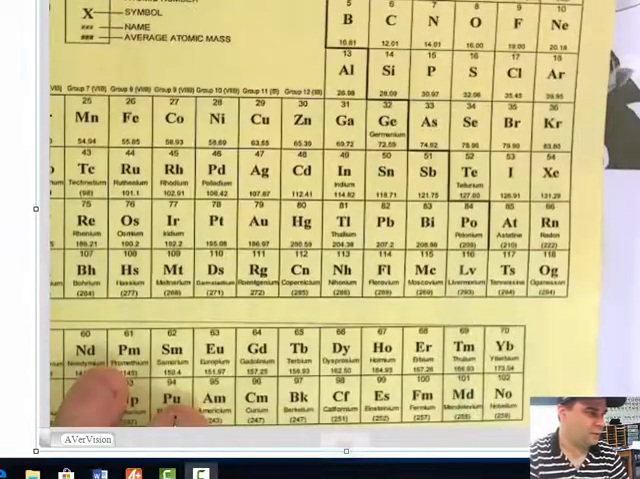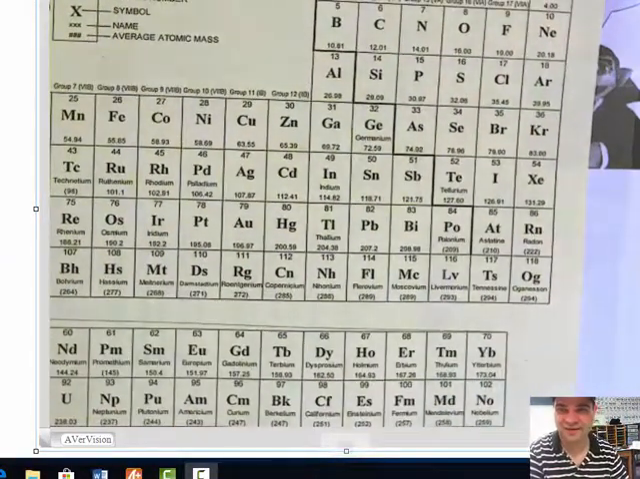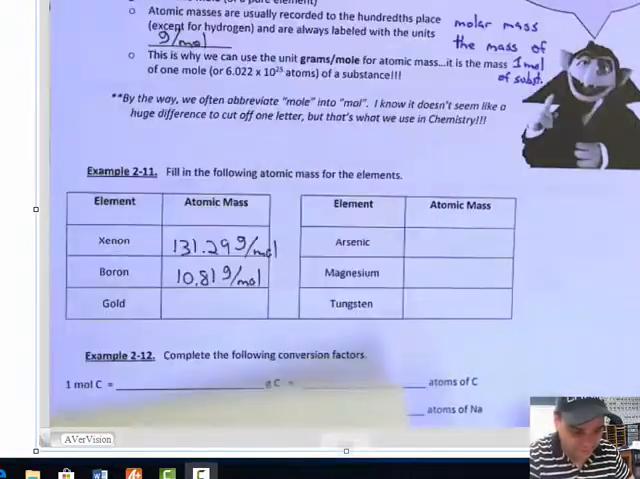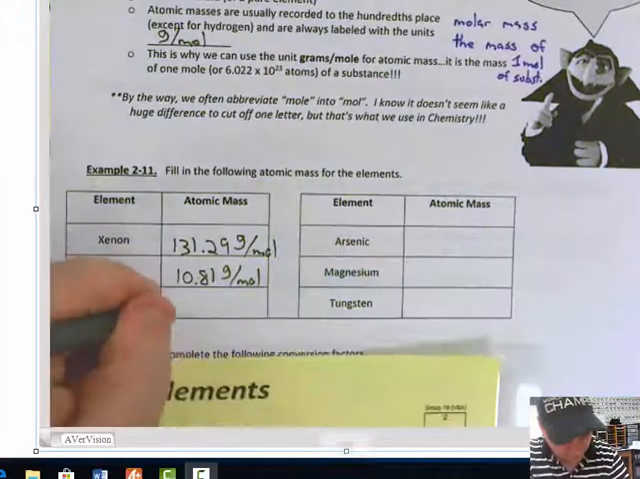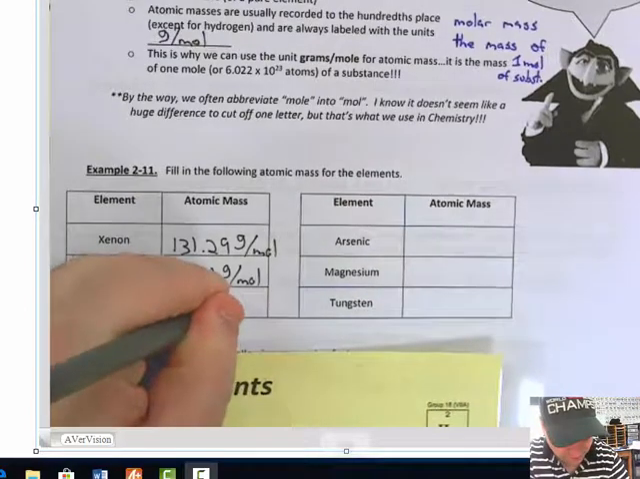We know that gold is Au. Hey, you know what silver said to gold? Au. Anyways, 196.97 g/mol.